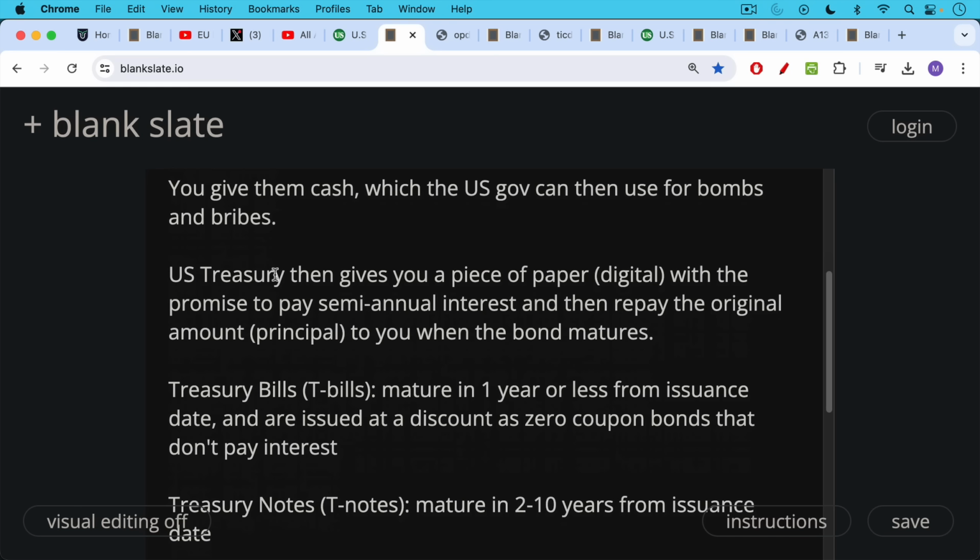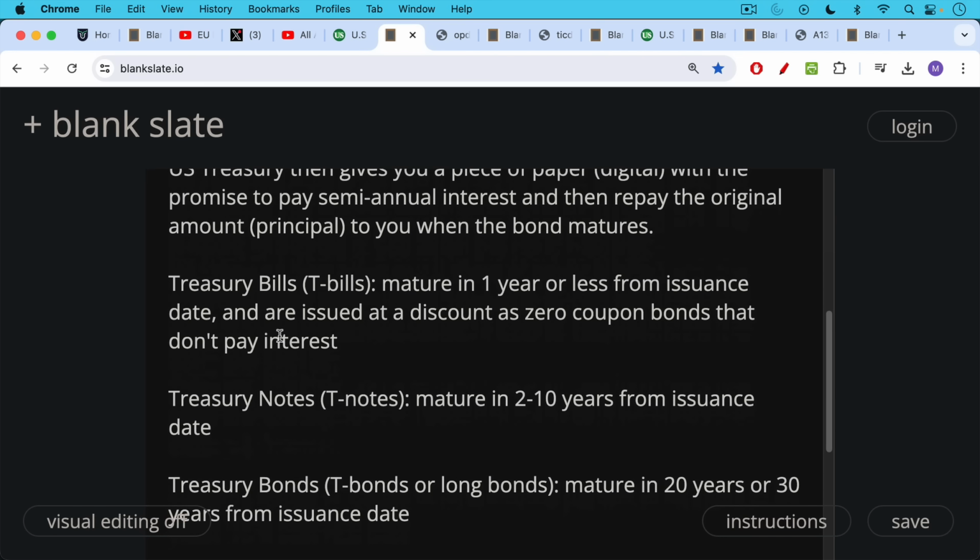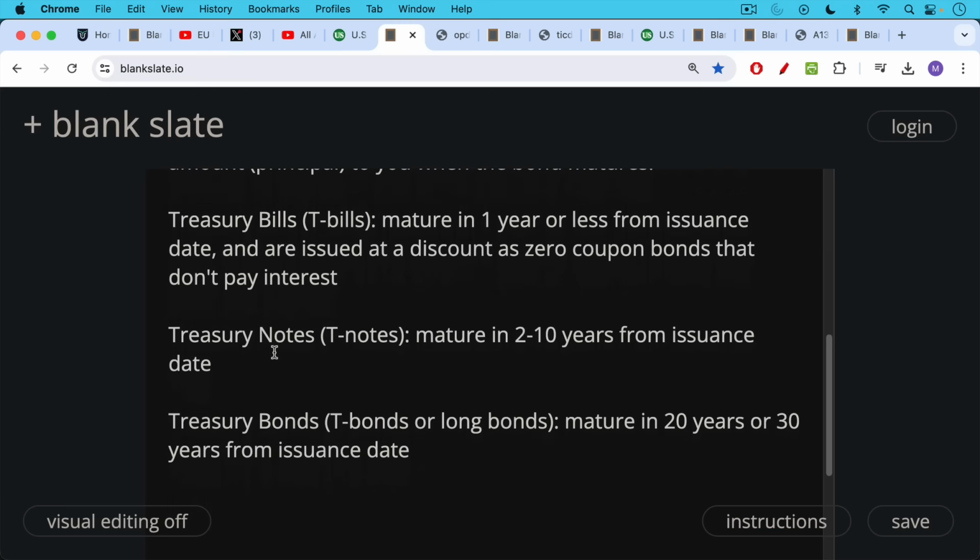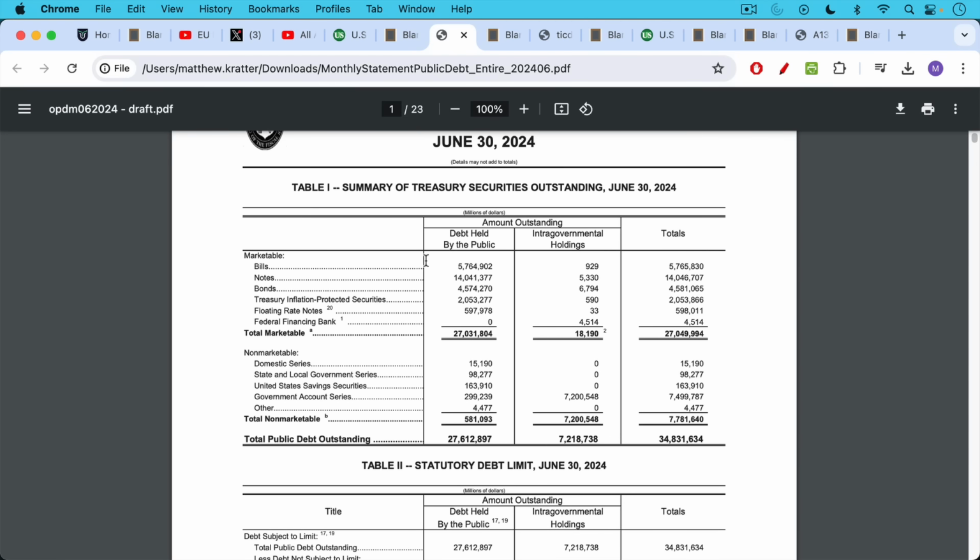Treasury bills, T-bills, mature in 1 year or less from the issuance date. They're issued at a discount, like a zero coupon bond, and they don't pay any interest, but you do make money because you purchase them at a discount and then they mature at par. Treasury notes, also known as T-notes, mature in 2 to 10 years from the issuance date. And then Treasury bonds, T-bonds, also known as long bonds, usually have 20-year or 30-year maturities. We can see here how much in each category the U.S. owes. We have about 6 trillion in T-bills, about 14 trillion in Treasury notes, and then about 4.5 trillion in T-bonds. There's some intragovernmental holdings, but if you take a look at the totals here, they're pretty much the same.